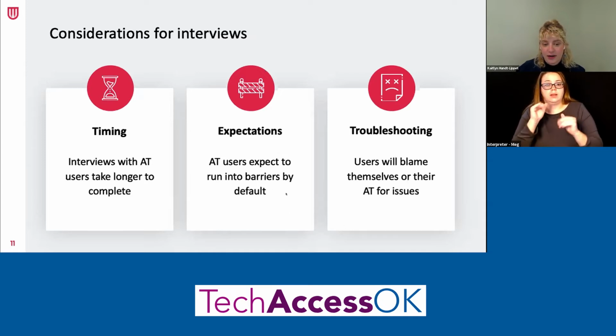Expectations: AT users expect to run into barriers by default. This is just the nature of things as we're improving a lot of sites and a lot of products; there are a lot of existing barriers. This kind of flows into the troubleshooting, that users will blame themselves or their AT for issues. This is quite common and a key difference from regular user research: most likely AT users will blame themselves, and they'll think that they're doing something wrong or that their assistive technology is doing something wrong, and that they need to, it's not them.